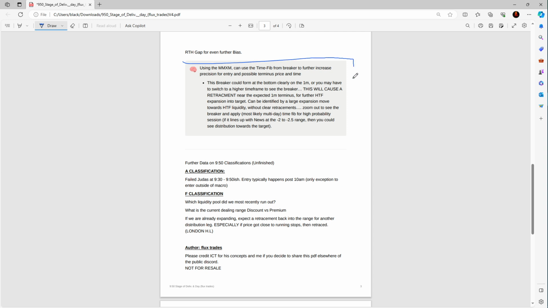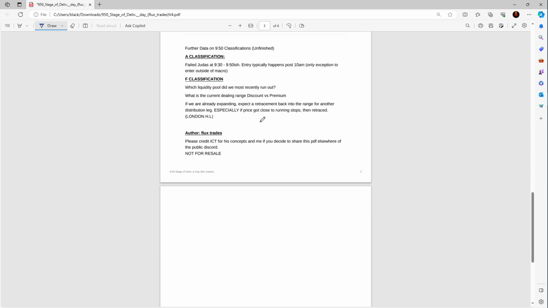This here is kind of just an advanced topic. This is using time fib. So all the guys who are familiar with time fib, this will make more sense to you. If you have no idea what this is about, just completely ignore it. It's not necessary at all for the 950 macro. But this is basically saying if we're expecting a reversal, you can find your breaker, use time fib entries to further increase your precision, and then there's some stuff in here that you should probably just read later on.